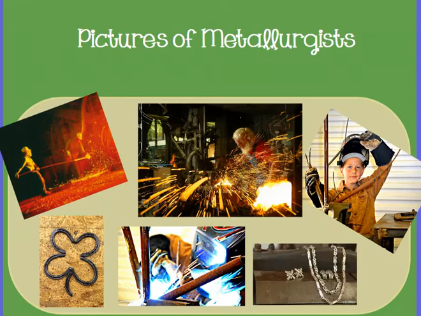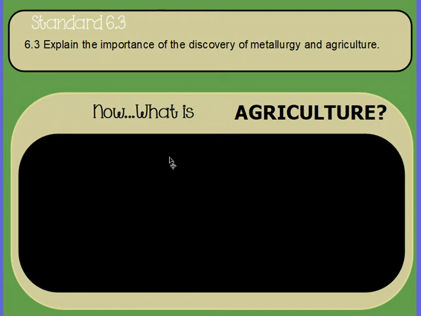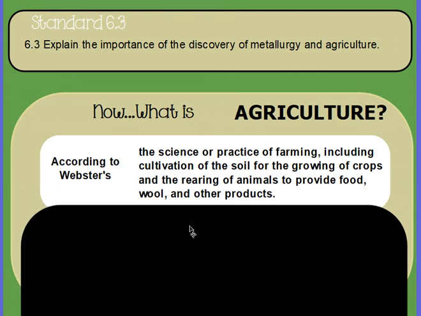Now we're going to move on to agriculture. What is agriculture? Well, according to Webster's dictionary, it's the science or practice of farming, including cultivation of the soil for the growing of crops and the rearing of animals to provide food, wool, and other products. That's a pretty long definition.